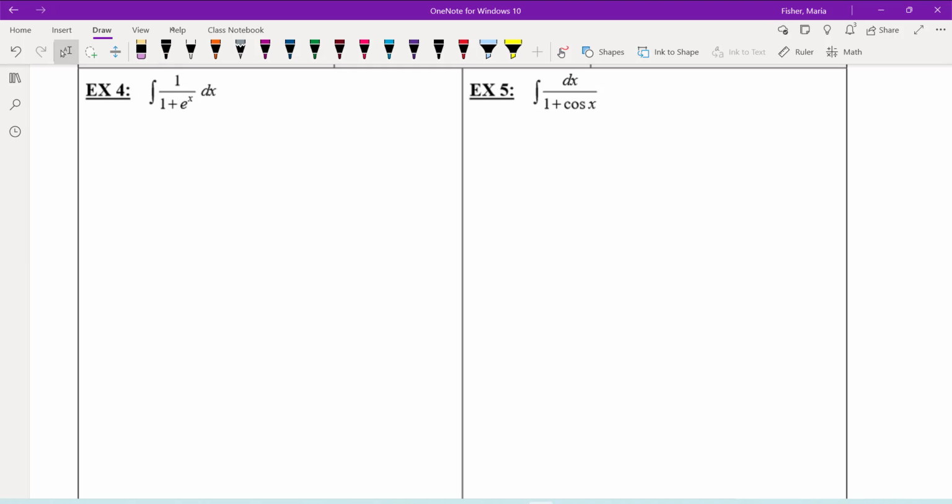Number 4, the indefinite integral of 1 over 1 plus e to the x dx. This is not basic form, so the first thing I would probably try is a u sub. If u is equal to that denominator, 1 plus e to the x, the derivative du would equal e to the x dx. I don't have an e to the x, so I know that I'm not really able to do a u sub right now.